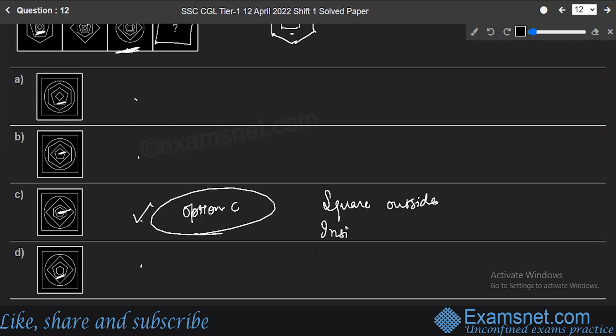Inside, it has a pentagon which is surrounded by a hexagon, right? Hope you are clear. So this option C is the answer to the question. Let's move to the next question.